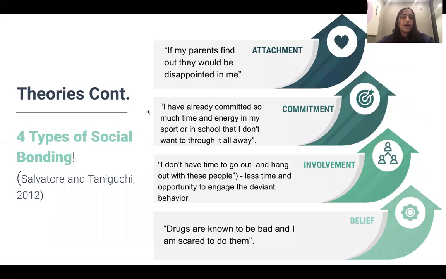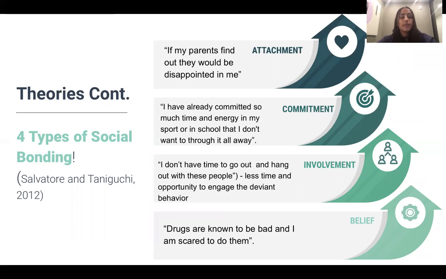And then this next slide kind of shows the 4 different types of social bonding. The first one is attachment, and this is basically where if my parent finds out that I am smoking marijuana, then they're just going to be really disappointed in me, so I'm not going to do it.